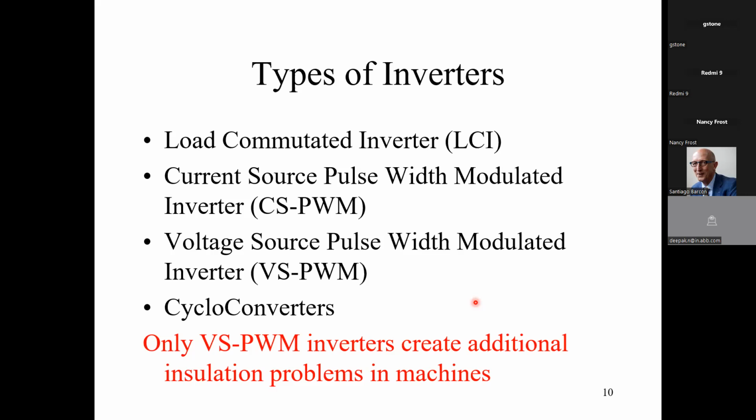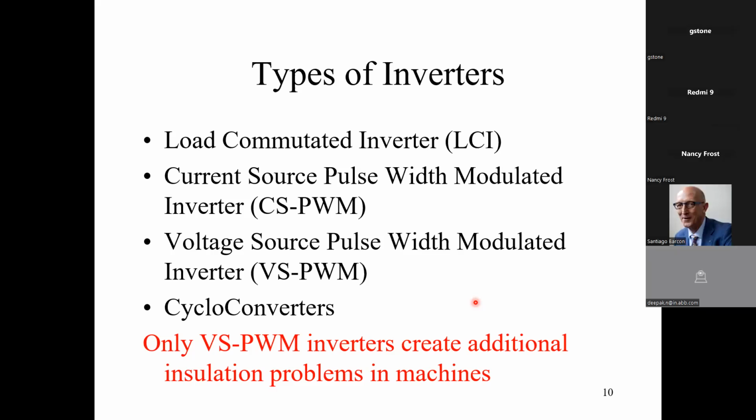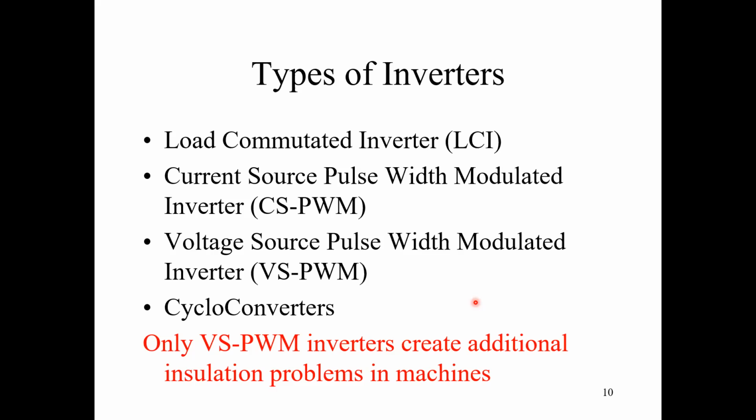The current source drives are popular from some manufacturers, but I gather they tend to still be a little bit more expensive and have a bigger footprint. And so the type of drive that's most common today is what's called the voltage source PWM drive, or pulse width modulated drive. And in fact, that's the one that tends to cause the problems for the winding electrical insulation. And so that's what we're going to be concentrating on here for the rest of this webinar.